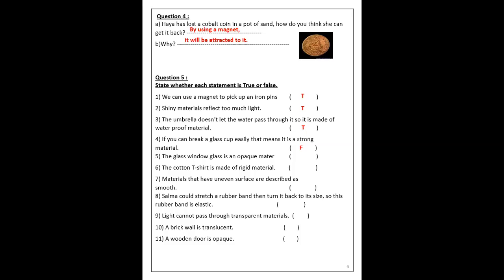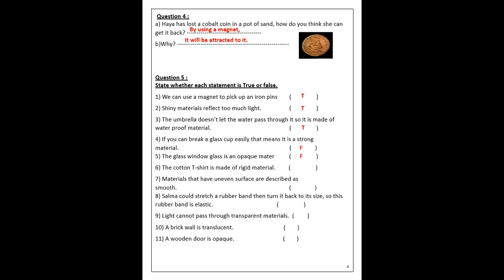So here in question number 5, he's saying to you, the glass window, is it an opaque material? Of course, false. It's a transparent material. Okay, that's why we can see everything through the glass window.